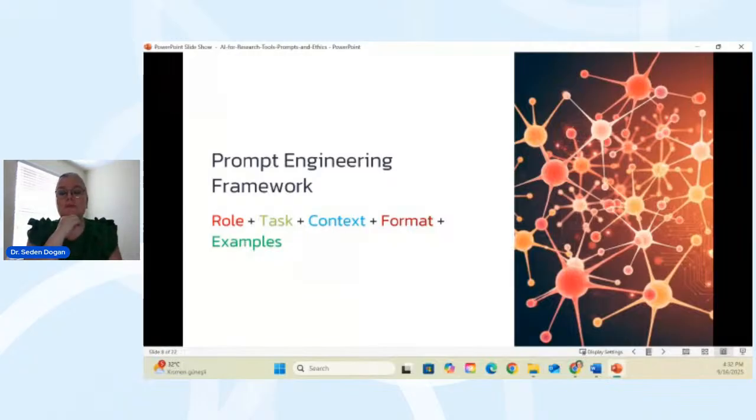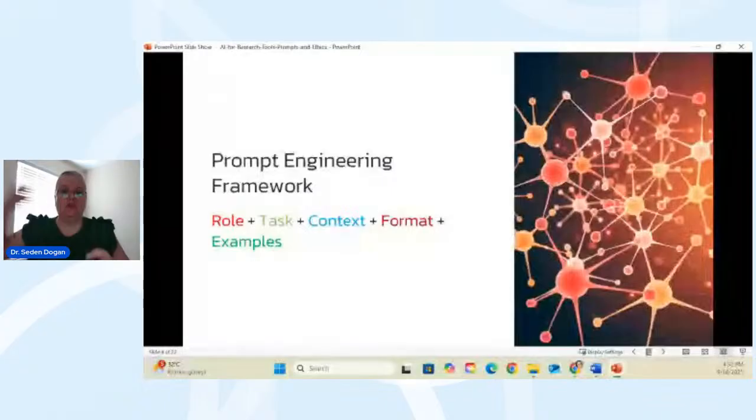So what are these and what do they mean? Role means what you tell the AI it should pretend to be. For example, you are a qualitative research mentor. This sets the perspective and style of the answer. Task, on the other hand, is being clear about what you want, not just help with interviews, but draft 6 open-ended interview questions to ask human resources.